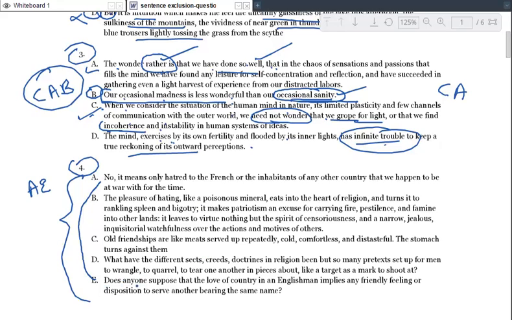Does anyone suppose that the love of a country in an Englishman implies any friendly feeling or disposition to serve another bearing the same name? No, it means only hatred. So a question is being asked and an answer is being given here.